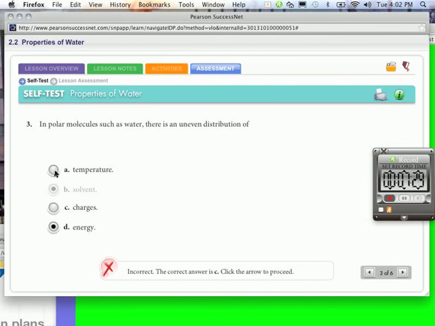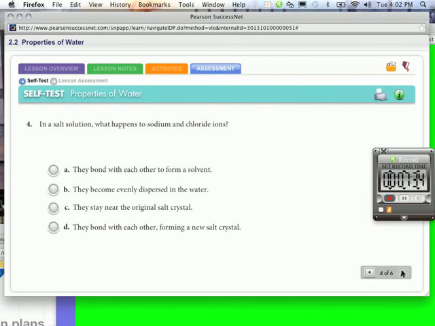In a salt solution, what happens to sodium chloride ions? They bond with each other to form a solvent. They become evenly dispersed in the water. They stay near the original salt crystal. Or they bond with each other, forming a new salt crystal. I'm going to try: they become evenly dispersed in water. Let's just see. Yes. That was a good one.